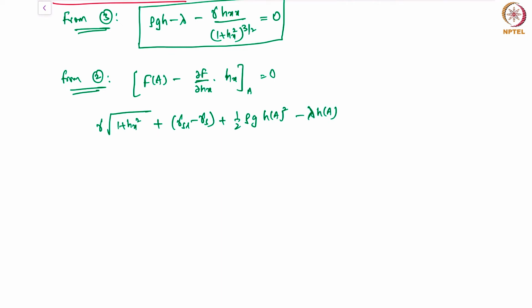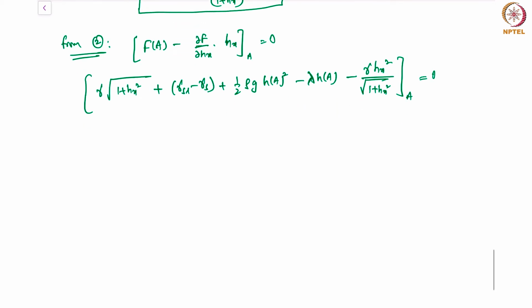This is the expression for the function at a, minus gamma hx square by square root of 1 plus hx square. All of this at a is equal to 0. We have to evaluate this at a. Okay. Now we'll simplify this a little bit.